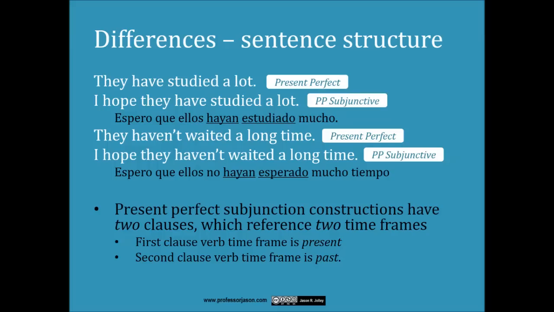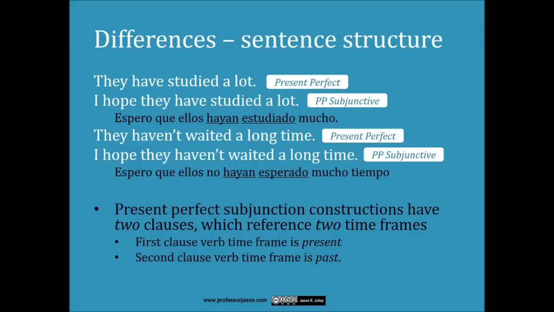Now, before talking about the time frame or time frames that we refer to when using the present perfect subjunctive, I want to take a quick look at some differences in their sentence structure. One thing to point out, you can see on this slide, is the present perfect subjunctive sentences have a slightly more complicated construction. So, present perfect would be something like, they've studied a lot, right? As of now. They've studied a lot. Present perfect subjunctive, I hope that they have studied a lot.